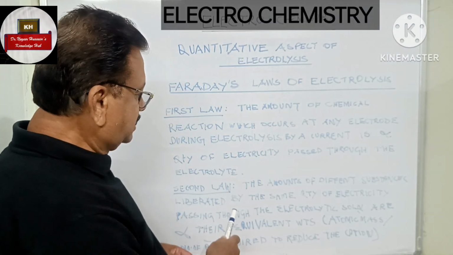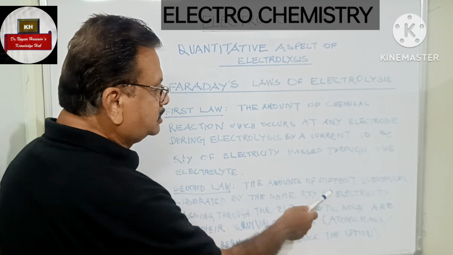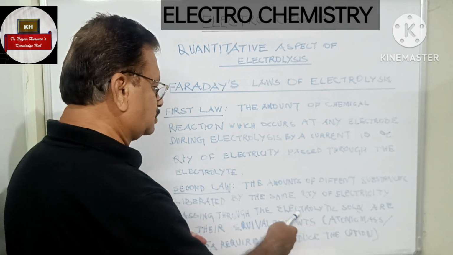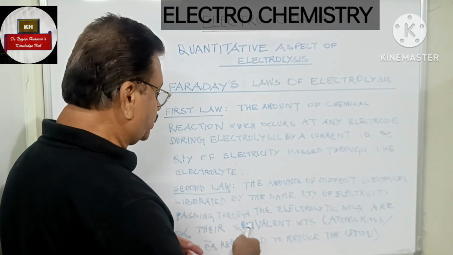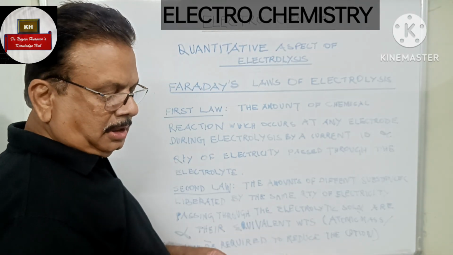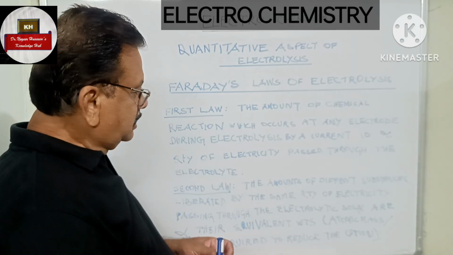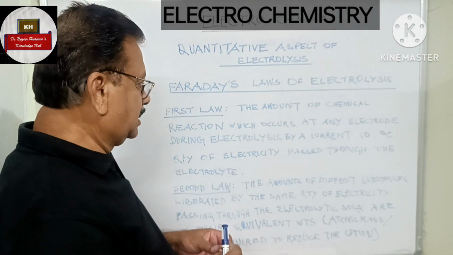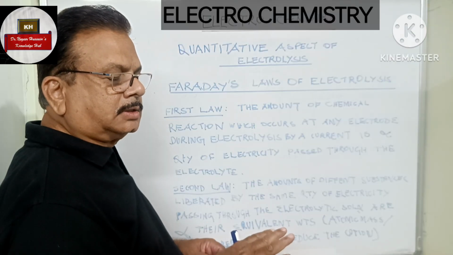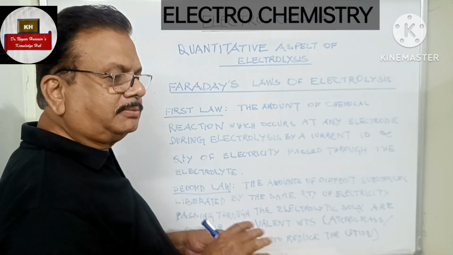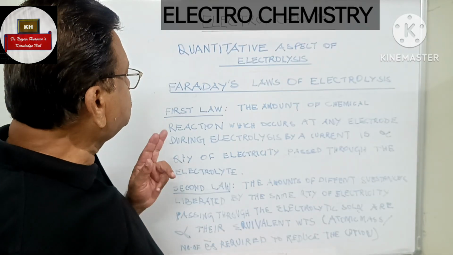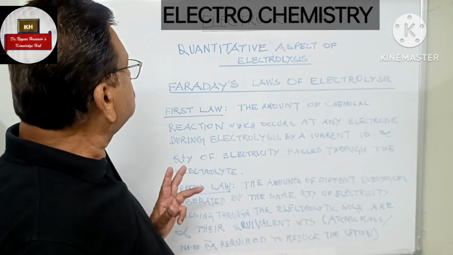So the second law again says, the amounts of different substances liberated by the same quantity of electricity passing through the electrolytic solutions are proportional to their equivalent weights. We may use different chemicals, and the amount released for the same quantity of electricity depends on their equivalent weight. Sodium means atomic mass divided by 1, magnesium atomic mass divided by 2. That is the equivalent weight. Hope you understood Faraday's law.